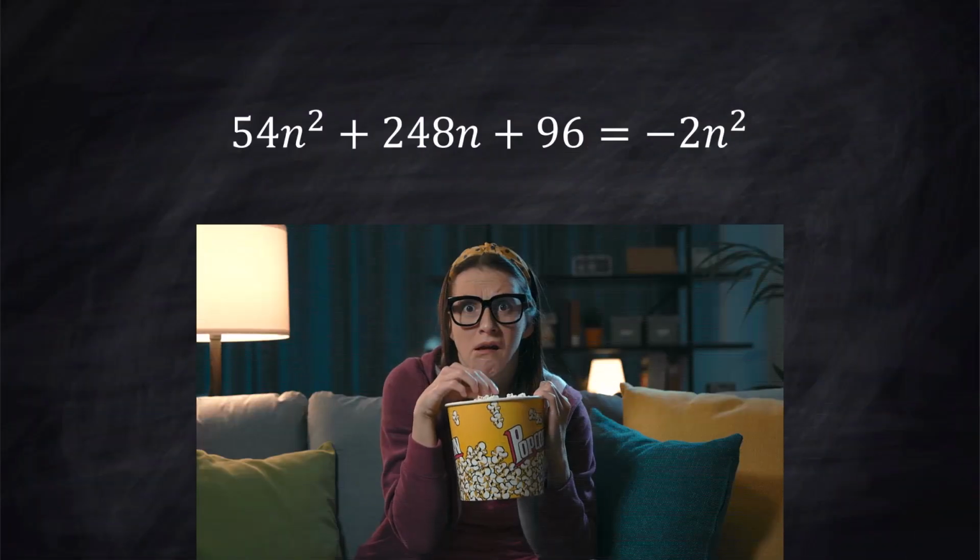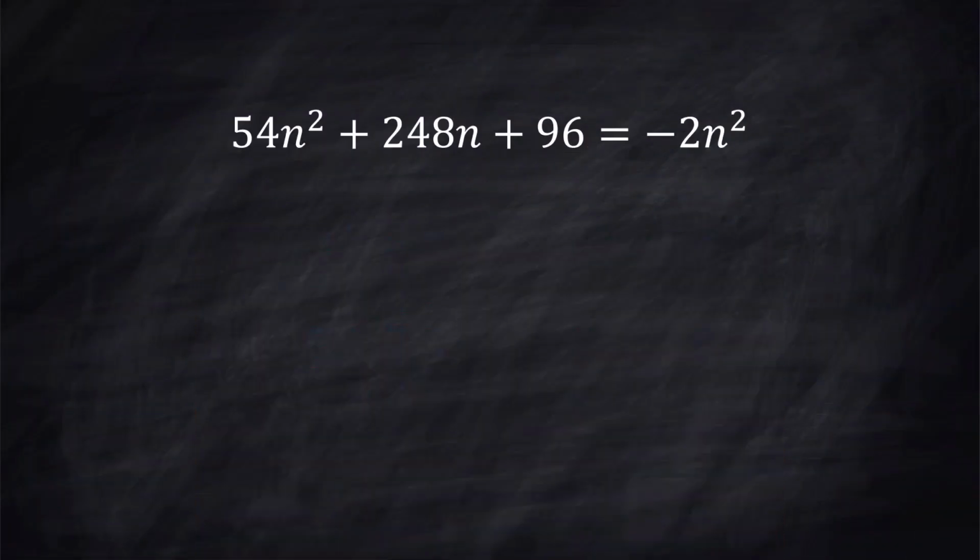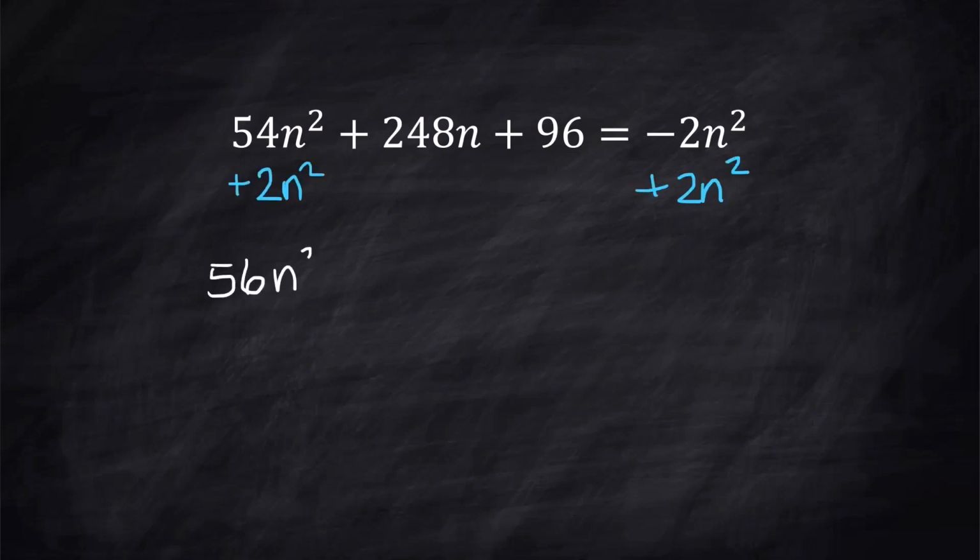Alrighty then, take a look at this monster. When I see a problem that's a little overwhelming, like this one might be, you just go one step at a time and you just see where the next step is going to lead you. We need to have a 0, so the first thing we have to do is add that 2n squared to both sides, rewriting. We now have 56n squared plus 248n plus 96.